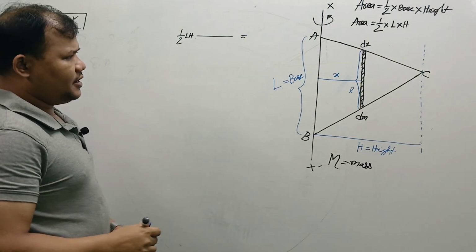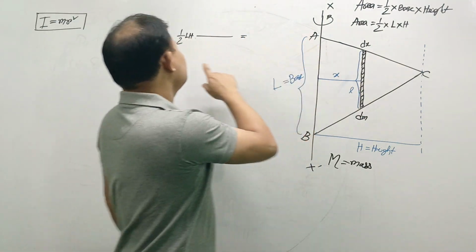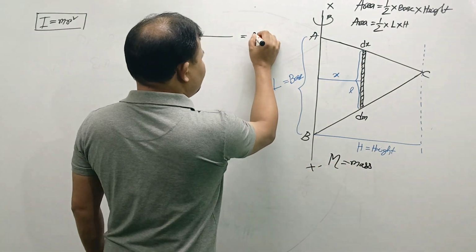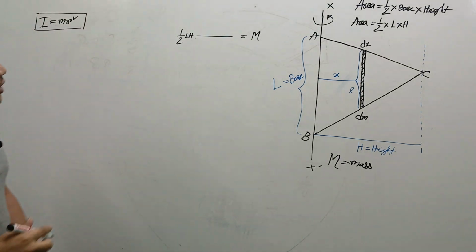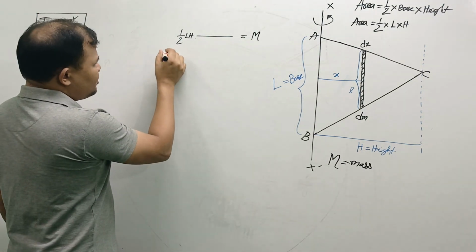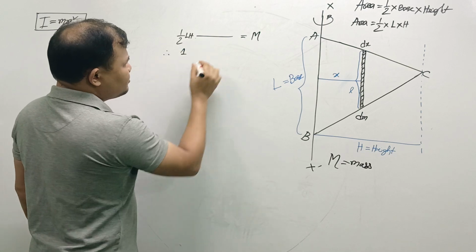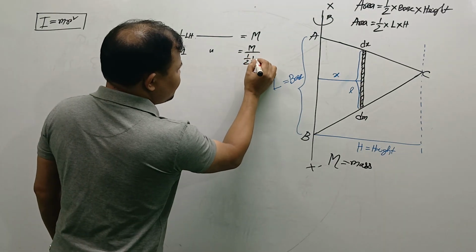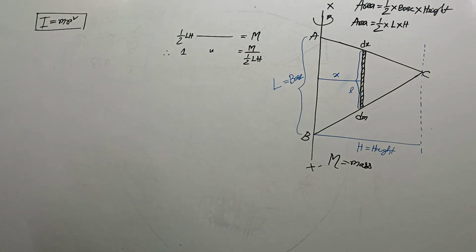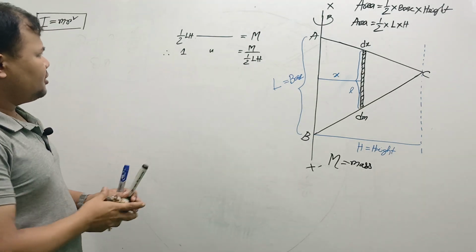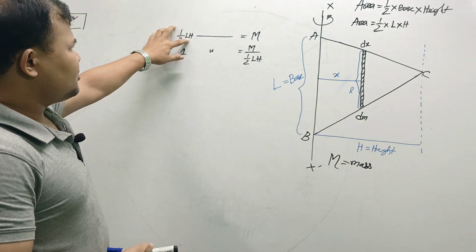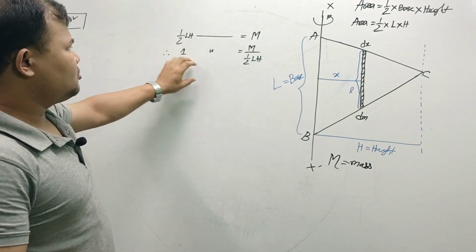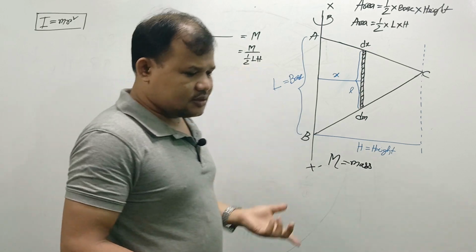Suppose the total area of the triangle is half LS, so the total mass of this area will be M. Try to understand: for one unit area, the mass will be M divided by half LS. For the total area half LS the mass is M, so for per unit area the mass will be M divided by this. This is the unitary method.